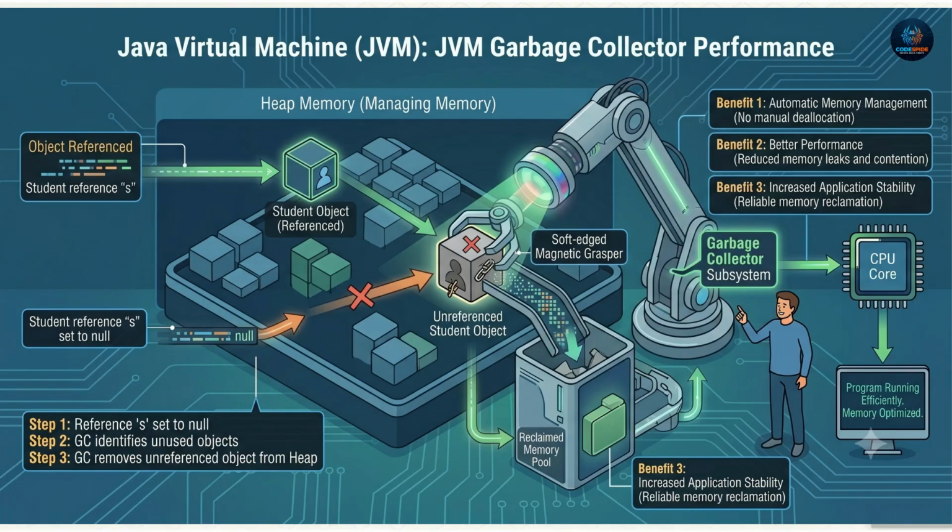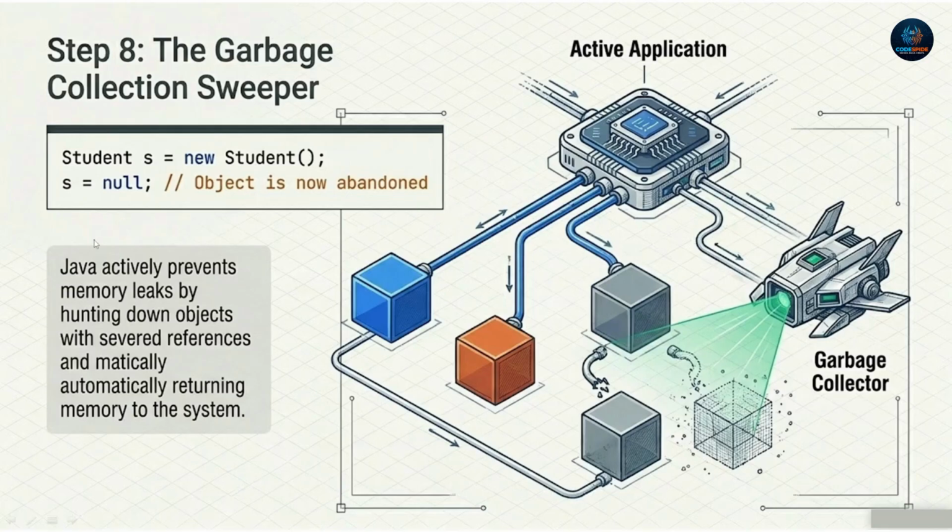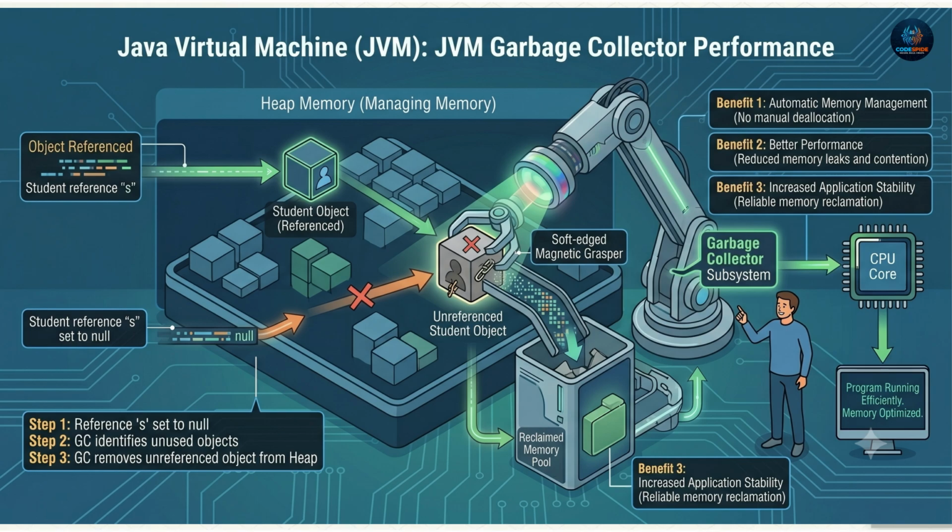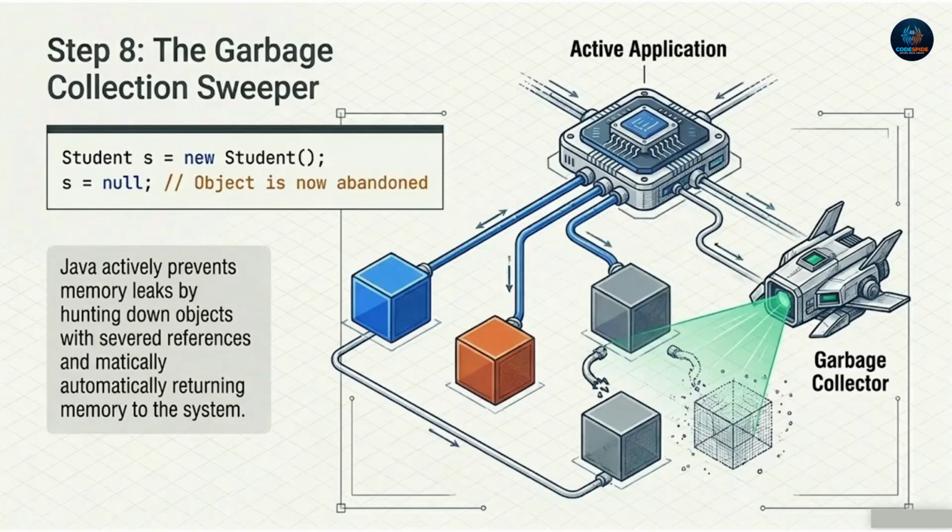So the garbage collector identifies such unused objects and removes them from heap memory. After writing the statement s = null, the garbage collector identifies such unused objects and removes them from heap memory. So what are the benefits of garbage collection? The advantages are automatic memory management, better performance, reduced memory leaks, and no manual deallocation. This is one of Java's most powerful features.